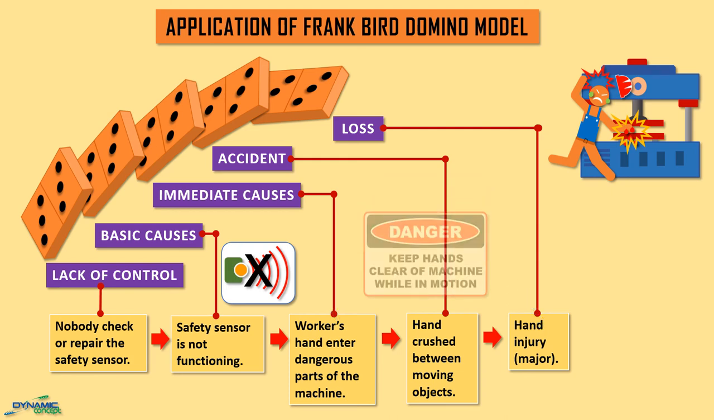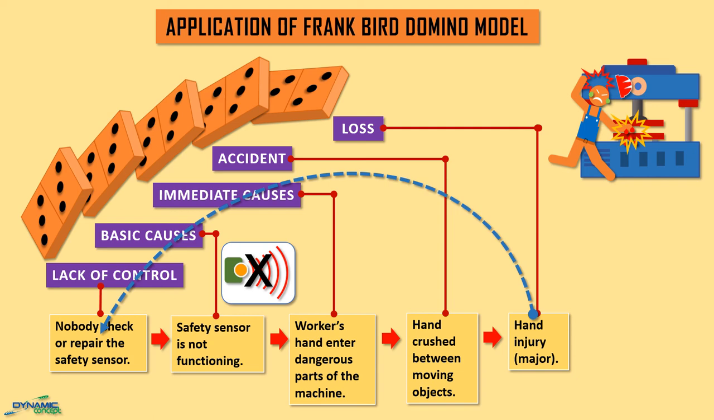The best way is at the first domino, that is repair or replace the sensor and make sure it is functioning and tested daily before letting the worker operate the machine. From here, we can conclude that if the safety sensor is repaired at the early stage, that is controlled from the management, accident will not happen and injury can be avoided.